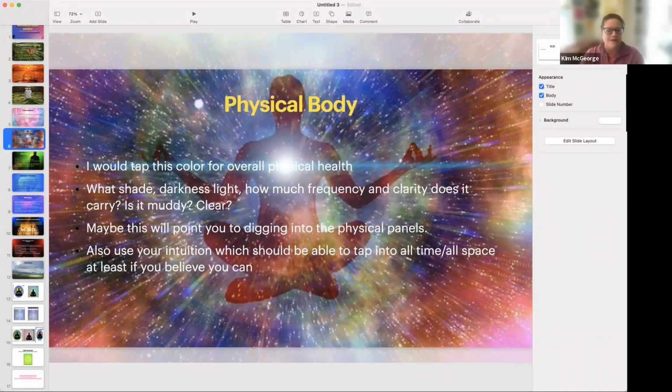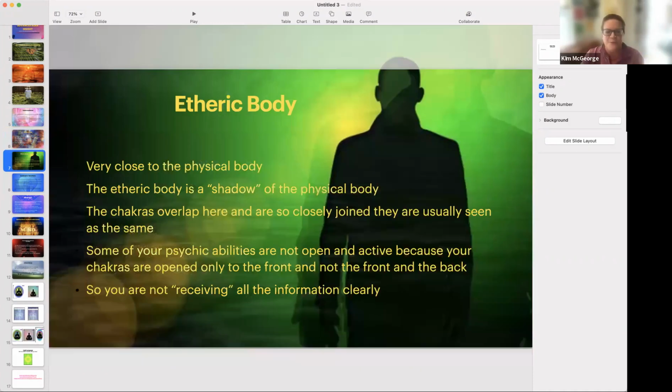So the etheric body, very close to the physical body. And what's so interesting about this, it's a shadow. Some of you have watched Stranger Things and you've heard of the upside down. The etheric body is what we consider the upside down. It's the positive, negative shadow echo of the physical body. The chakras also completely overlap here and they look the same. But as we teach advanced classes, we'll see that they're not the same and that they're more subtle. And we'll talk about that.